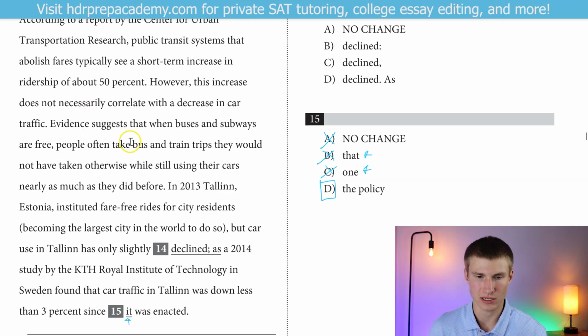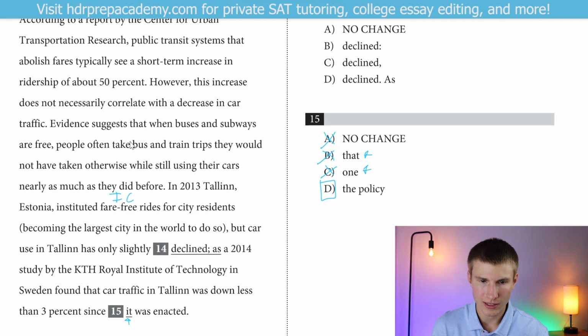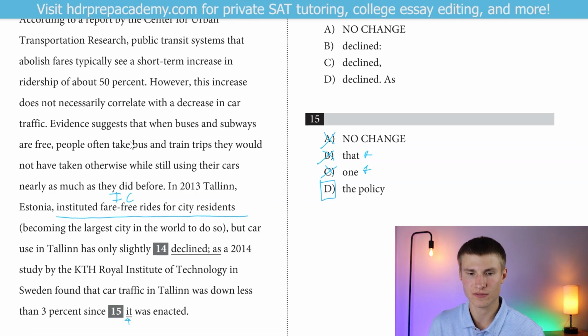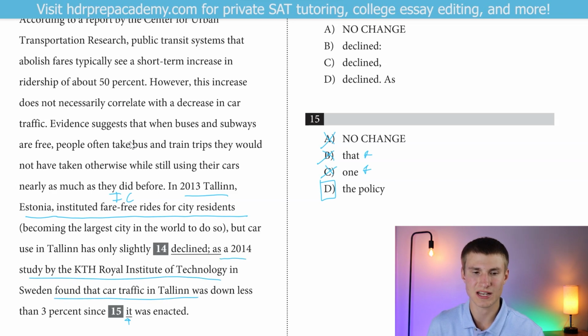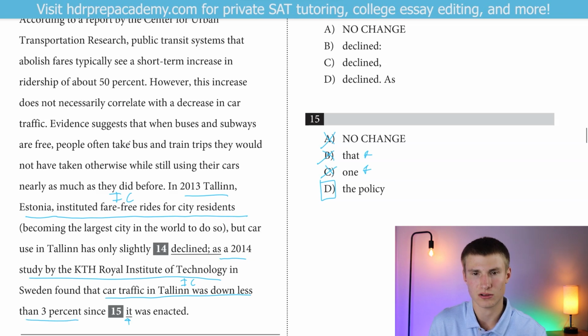Now, going back to 14, what do we recognize here? Well, we got an independent clause right here: in 2013, Tallinn, Estonia instituted fare-free rides for city residents, becoming the largest city in the world to do so. Right, we have an independent clause there. Now, keep in mind, after that, we have, but car use in Tallinn has only slightly declined. And then after that, we have, as a 2014 study by the KTH Royal Institute of Technology in Sweden found, car traffic was down less than 3%. Okay, this is another independent clause here. When we say car traffic in Tallinn was down less than 3%, that's an independent clause. I'll go ahead and highlight that. So you see we have two independent clauses that we have to connect here.